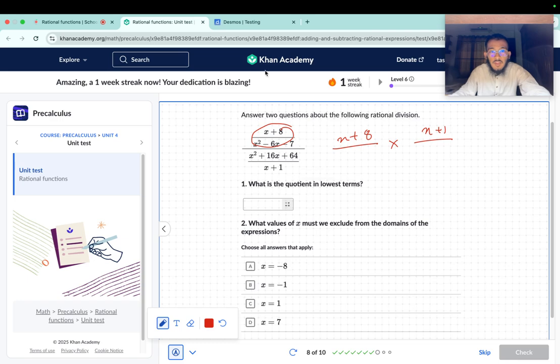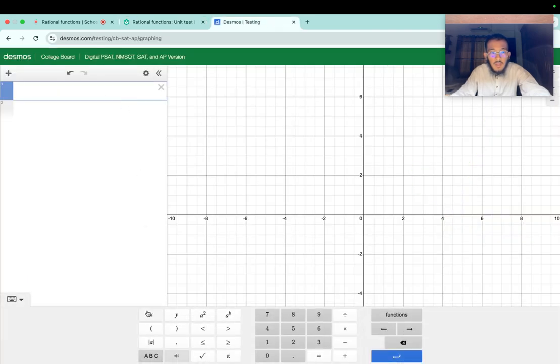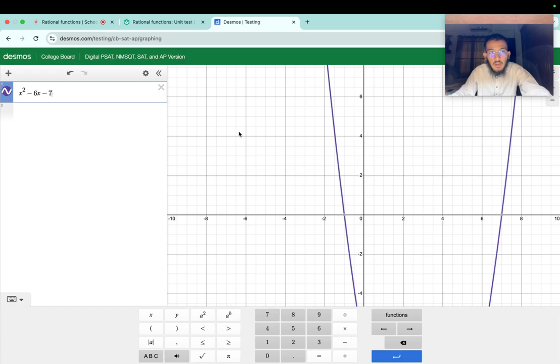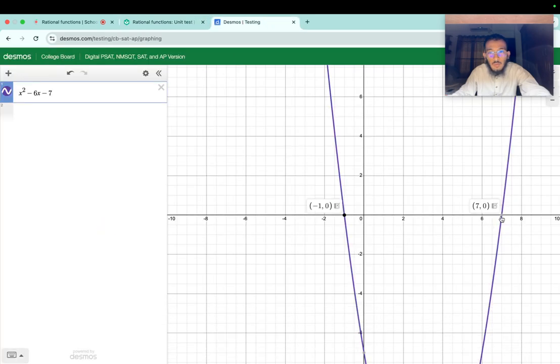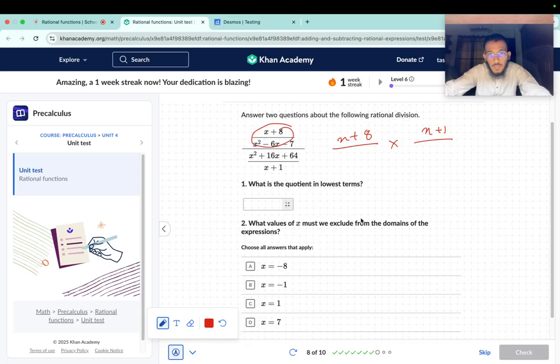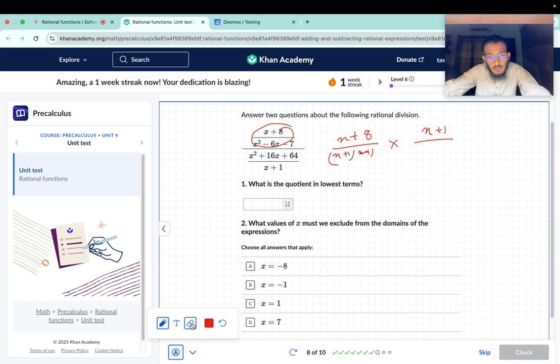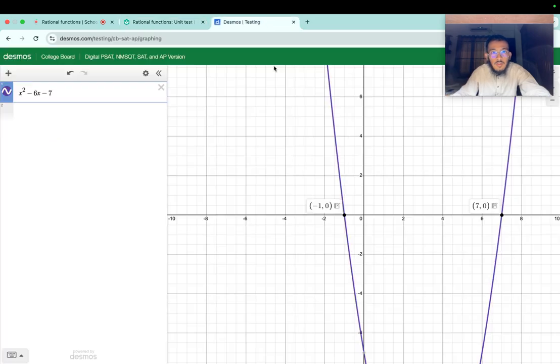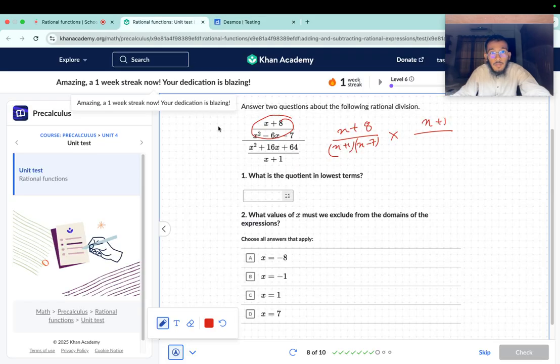So x squared minus 6x minus 7. Let's see. x squared minus 6x minus 7 is (x plus 1)(x minus 7). Okay, this is what we get for x squared minus 6x minus 7.